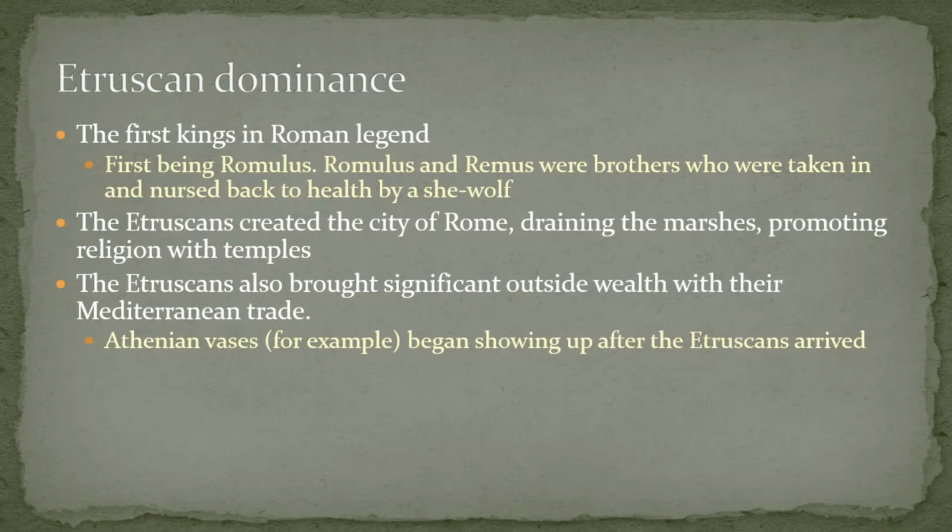Because again, before the Etruscans, it was these Latin people living on hills and throwing rocks at each other. And the Etruscans came in and were like, hey, let's make this less of a swamp, and let's actually build buildings, and let's trade with people outside of people throwing rocks at each other. And again, archaeological evidence, we were able to find vases from clearly Athens, and those don't just show up.